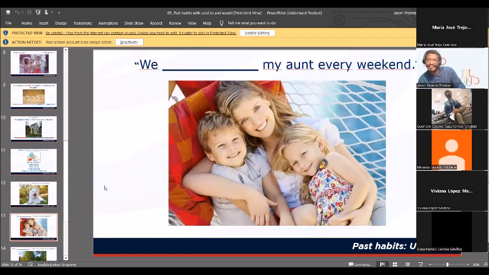Cuauhtémoc. We used to have my aunt every weekend. Well, not have. Cuauhtémoc, ¿qué verbo ocuparás aquí? Visit. Ándale. All right, full sentence, Cuauhtémoc. We used to visit my aunt every weekend. And last one, Jose Eduardo.